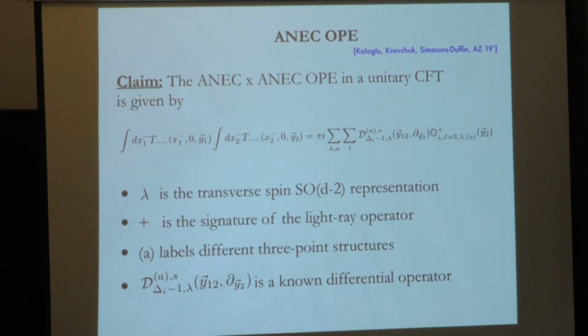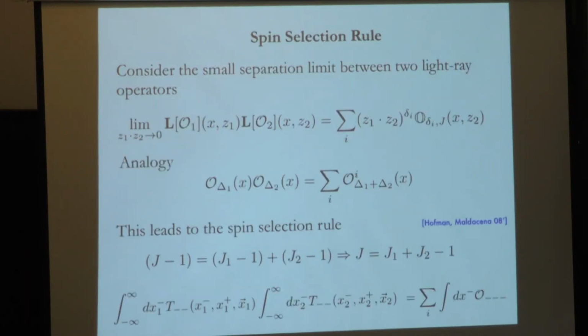And people were thinking about this many years ago, but the feeling was that the number of operators that can appear here is so vast and complicated that it's really hopeless to write such a formula. At least that's what I heard from some senior people. But what we will see is that the number of representations in the transverse group is very limited, and the formula is actually very simple in the end.